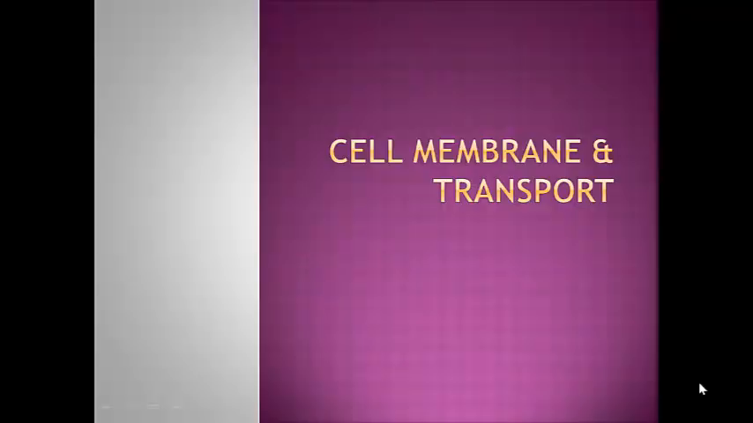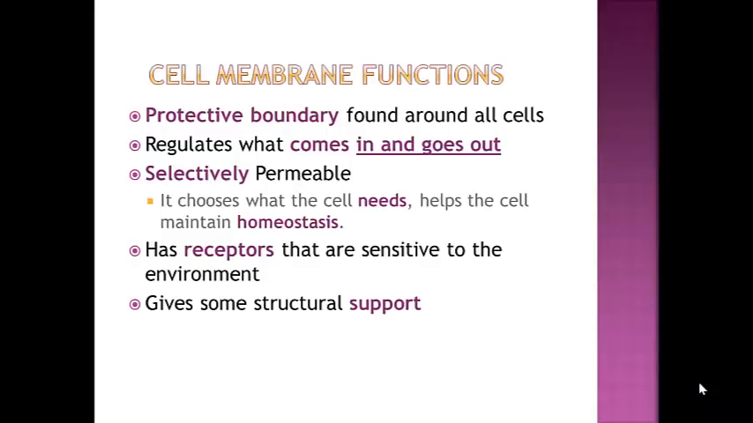All right, we're moving on to the cell membrane and transport. We talked about the cell membrane earlier in the previous video. We're going to go into a little more detail now. So the cell membrane, we said, had many functions. It functions as a protective barrier found around the cells. It regulates what comes in and out of the cell. It's selectively permeable, which means it chooses what the cell needs and helps the cell maintain homeostasis.